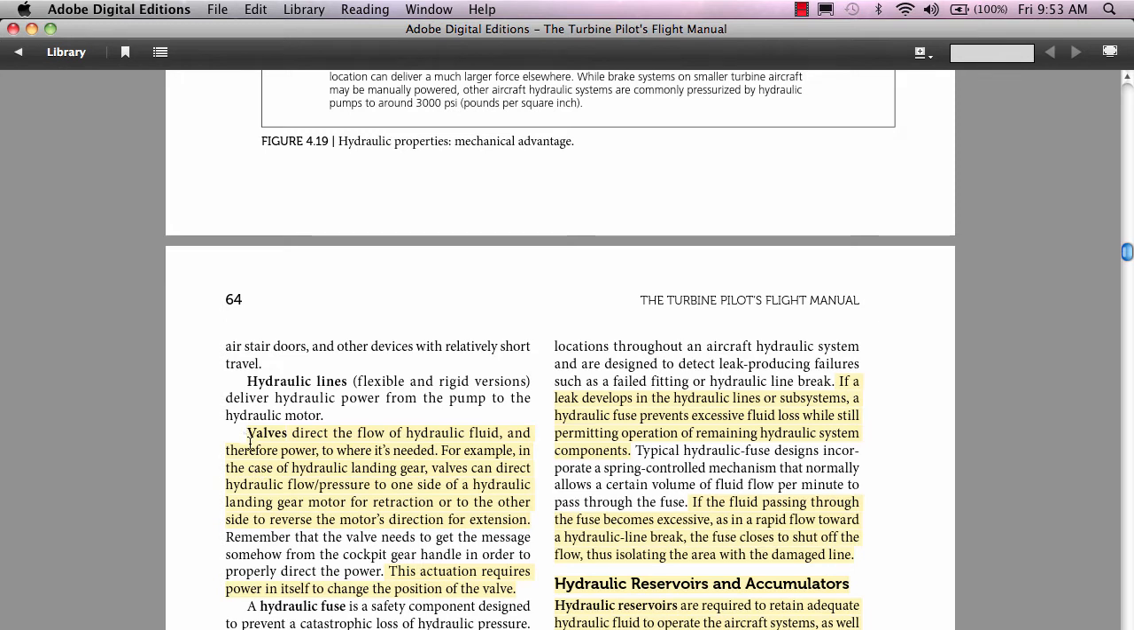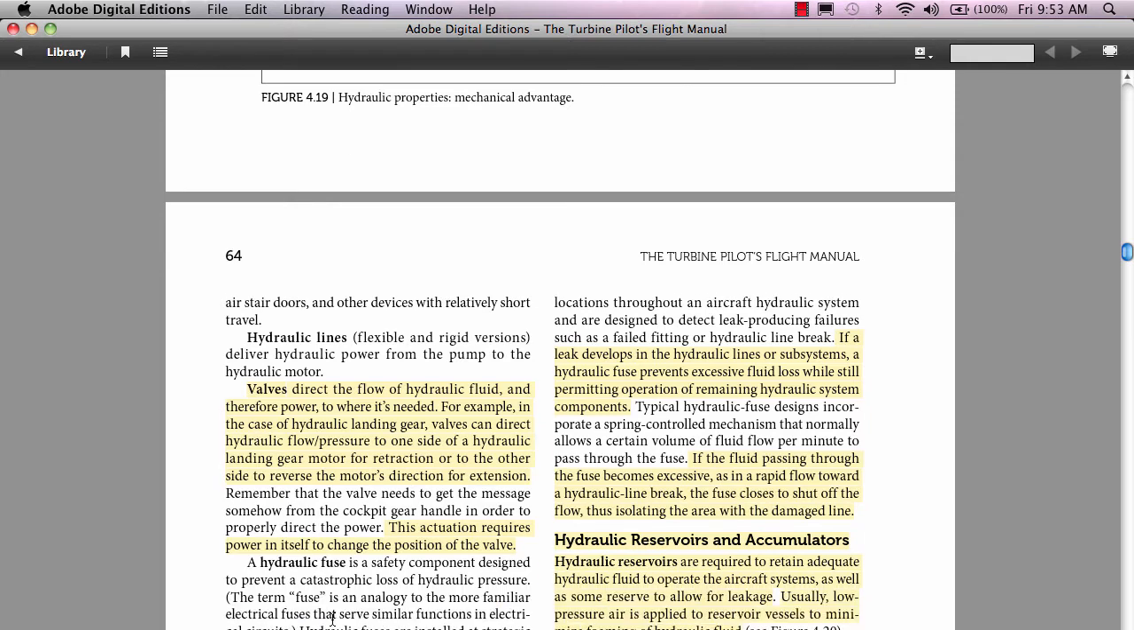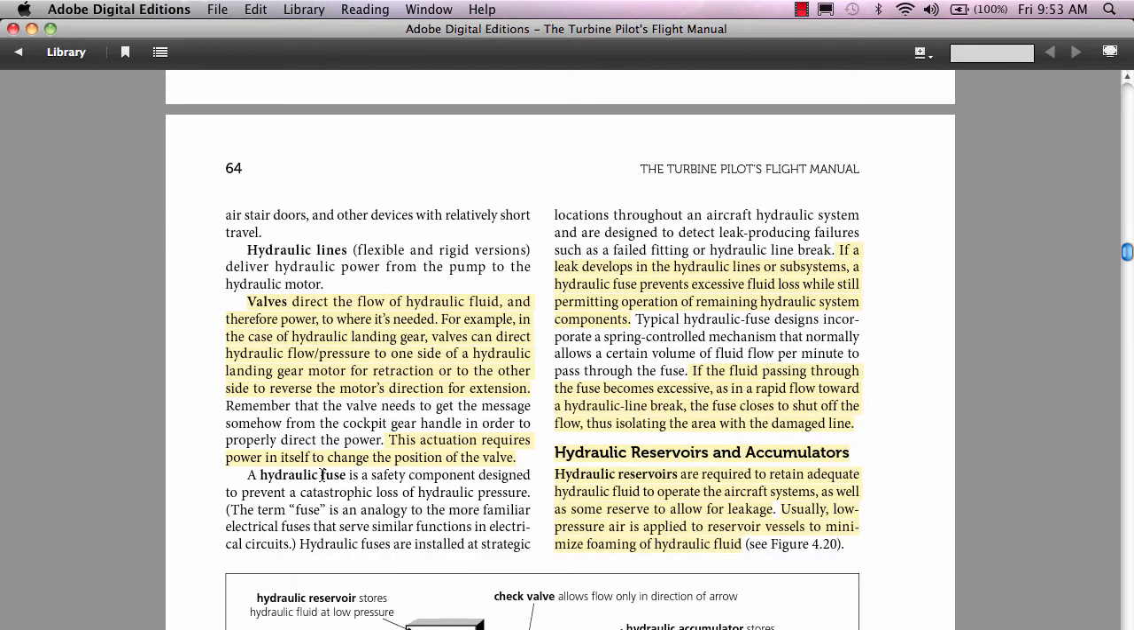He talks about, and I'm not going to spend a lot of time on the hydraulic fuse. Let's just see what the T question says on here. If a leak develops in the hydraulic lines or subsystems, a hydraulic fuse prevents excess fluid loss while still permitting operation of remaining hydraulic system components. And he explains it in a little bit more detail down here on this part of the T question.